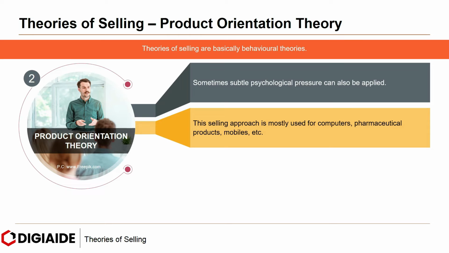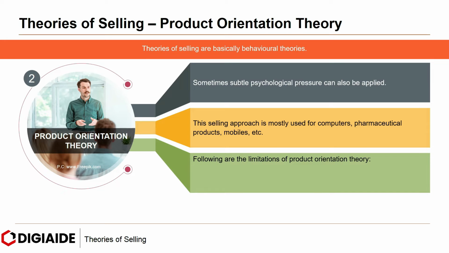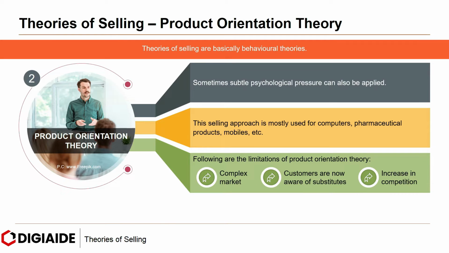This selling approach is most commonly used for computers, pharmaceutical products, mobiles, etc. Following are the limitations of the product orientation theory. First, complex market. Second, customers are now aware of substitutes. And third, increase in competition.